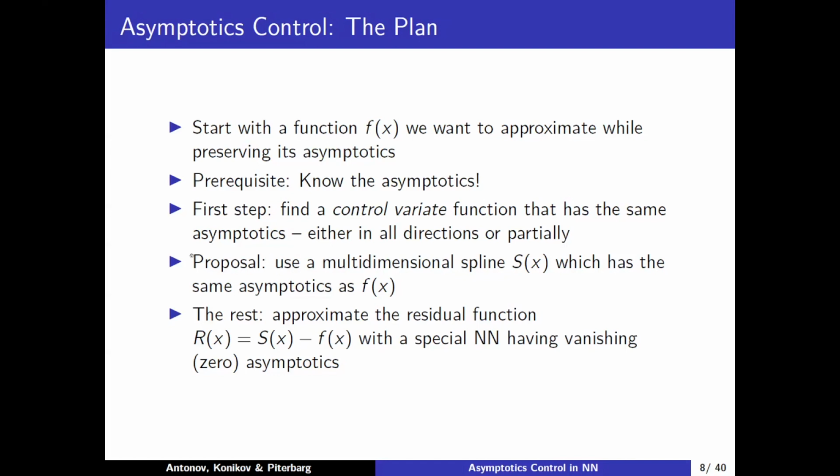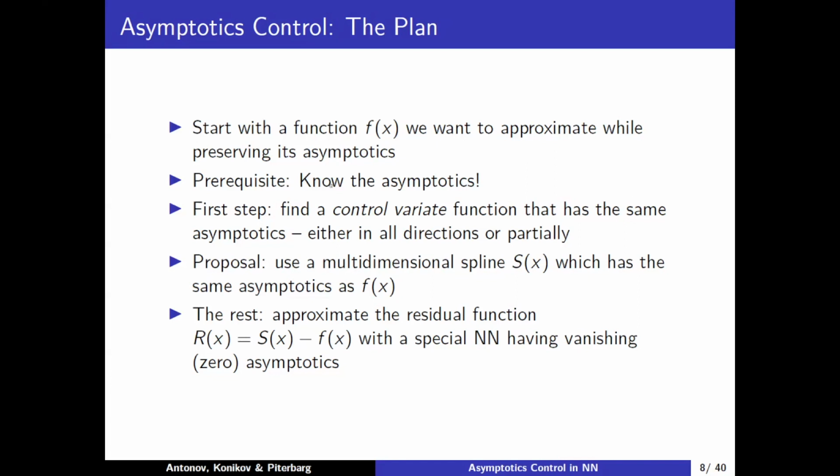So this is our first technical result of this paper. We use a multidimensional spline that has the same asymptotics as f of x. So we take the spline, and we're sure that this spline will have the same asymptotics as the function. In the SSRN paper, there is a description of how to stick asymptotics to this multidimensional spline. When we get this multidimensional function, we subtract from it the function f of x, and work with the residual function. This residual function will have zero asymptotics in the directions where we control them. And then we approximate this residual function using a specially constructed neural network with zero asymptotics in given dimensions.